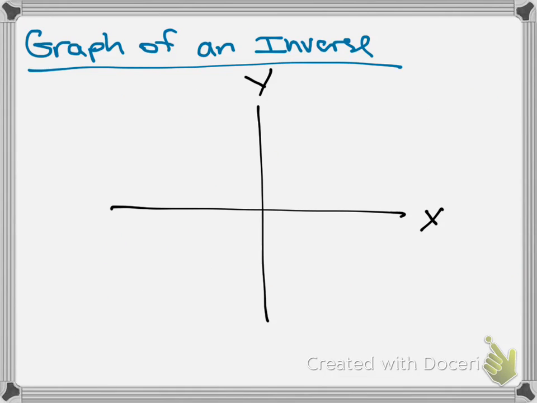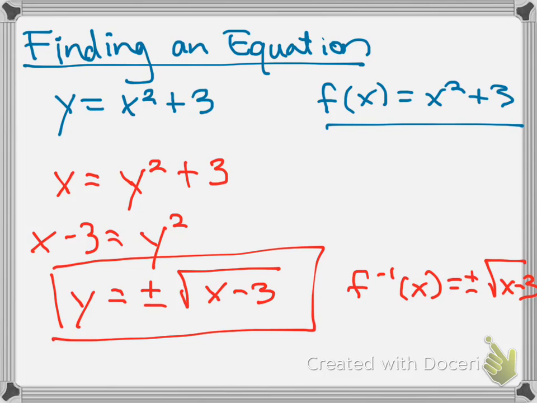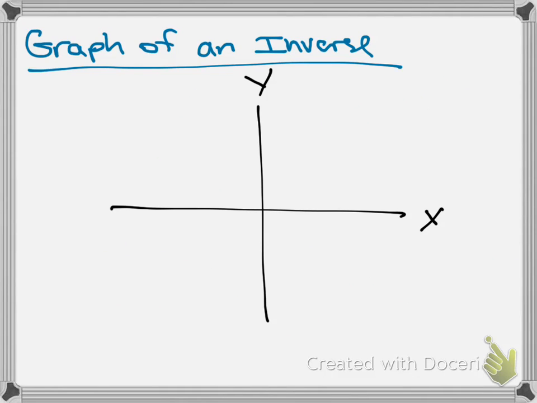Now let's say that we want to graph a function and its inverse. I'm going to go ahead and use the functions that we just worked with on the last slide. So our original function was f of x equals x squared plus 3. Hopefully you remember, we've talked about this back in the first semester. If it's x squared plus 3, that is just a translation of our parent function x squared up 3 units.